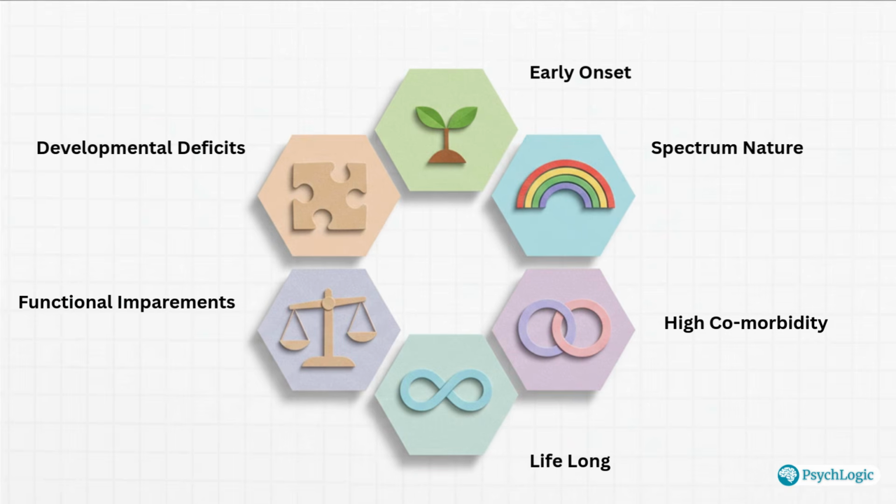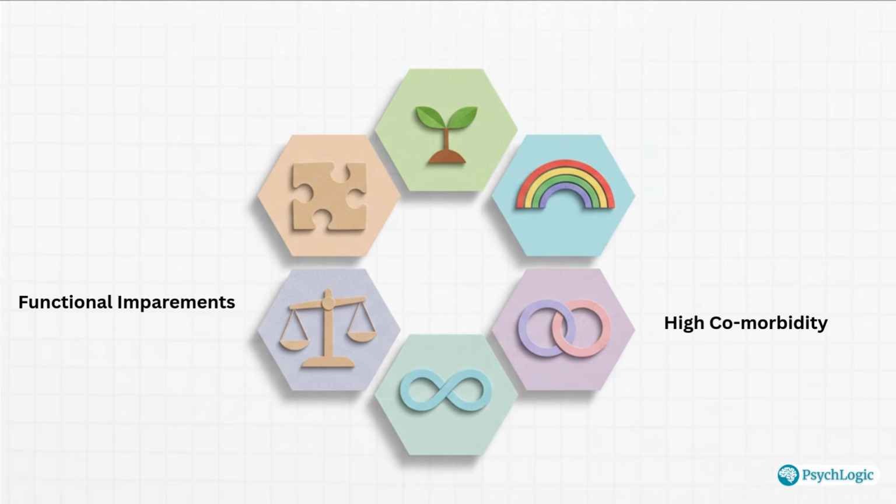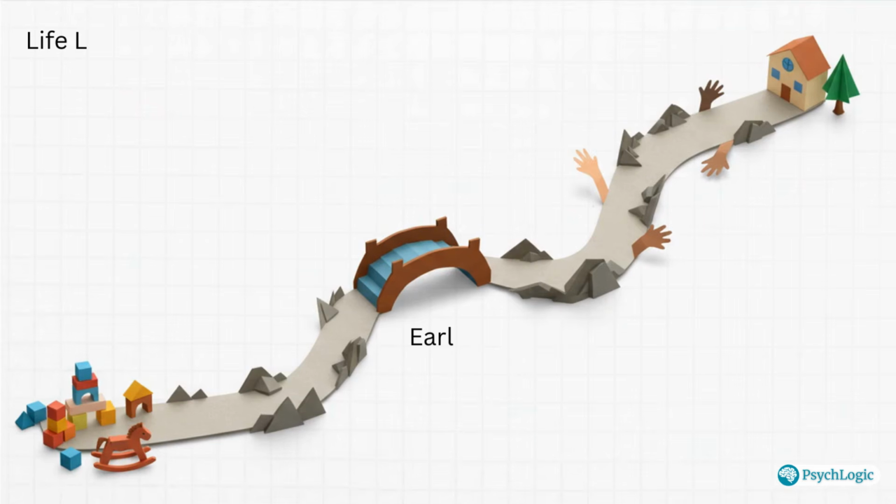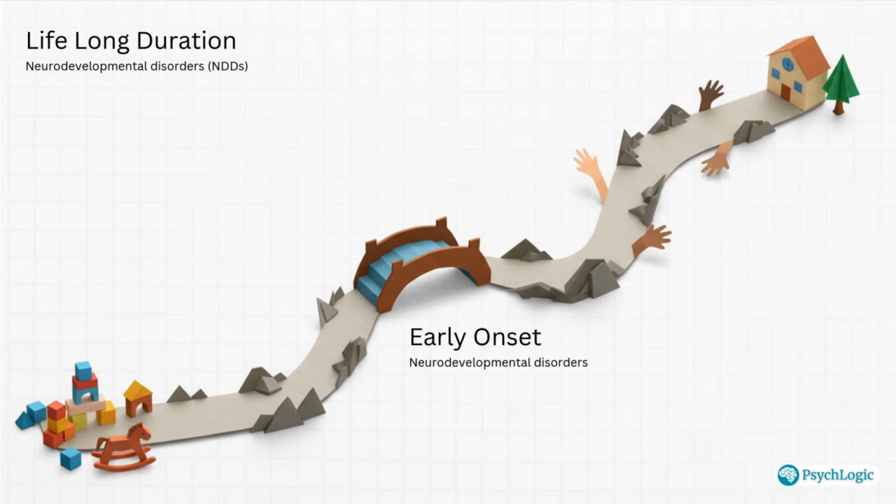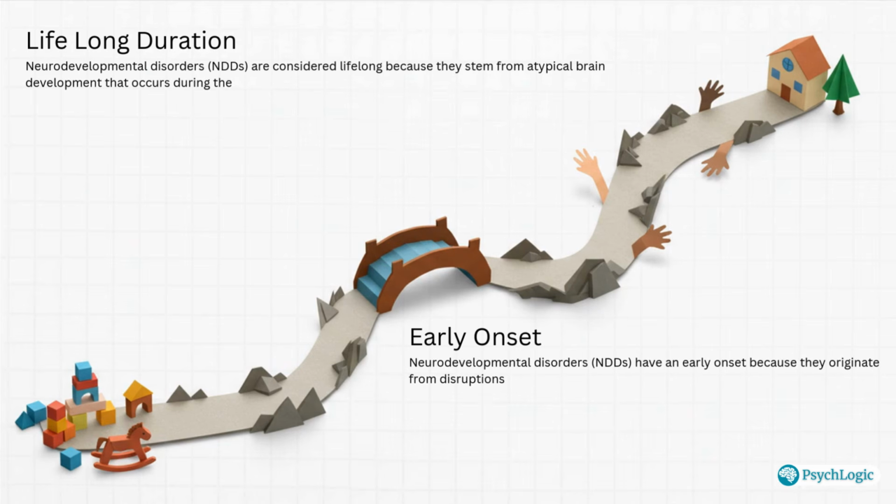We won't have time to go super deep on all 6, but let's pull out a few of the most critical ones to explore. So 2 really big ones are early onset and lifelong duration. Early onset just means the signs were always there in some form, even if a formal diagnosis doesn't happen until later in life.